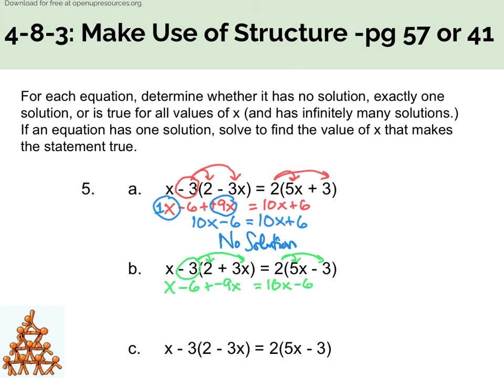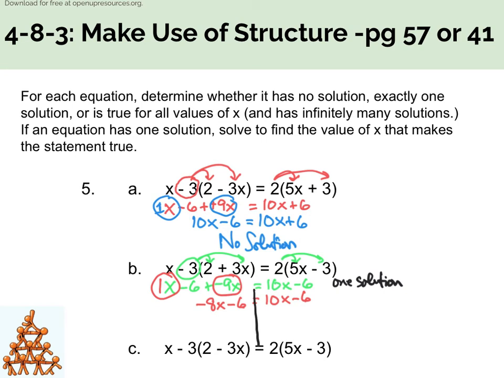Let's go ahead and combine our variables together. So I have 1x and I have negative 9x. If I combine those together, I'm going to have negative 8x and then still the minus 6. I'm going to have 10x minus 6. Let's compare it. So we have negative 8x, positive 10x. Because the variables are not the same, this is going to be one solution. And let's figure out what that one solution is going to be.